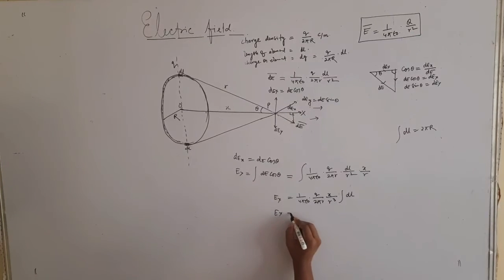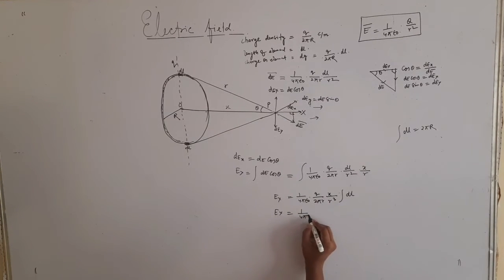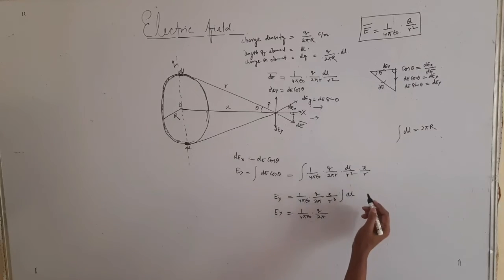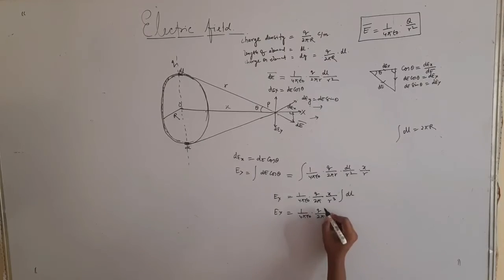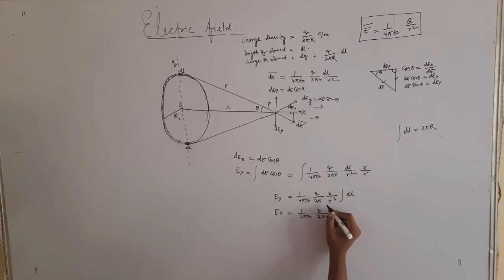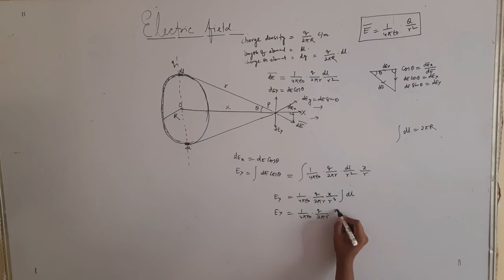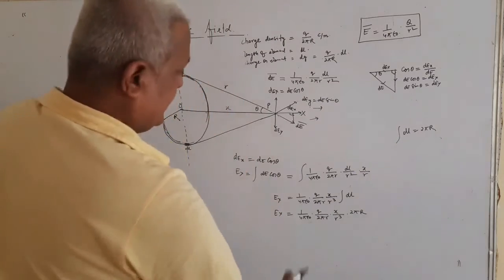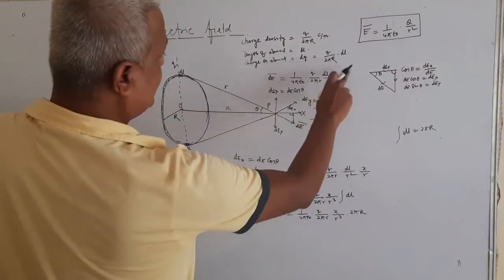and this Ex is 1 by 4 pi epsilon naught q over 2 pi r cube, because I have already multiplied. So 2 pi r into x upon r cube, into this will become 2 pi r. So here now you see we are using 2 pi r.